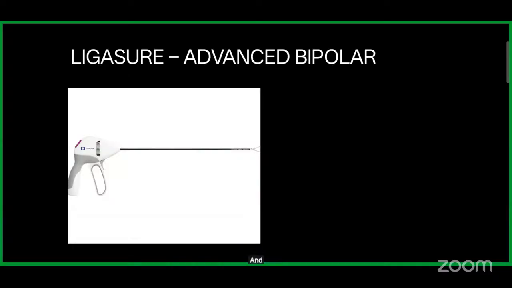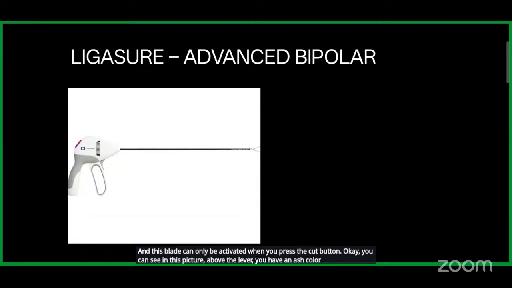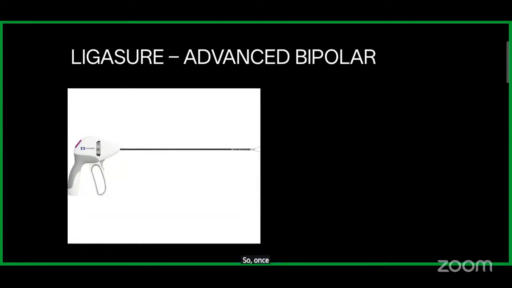And another advantage of LigaSure is that it has a blade for cutting. And this blade can only be activated when you press the cut button. Okay, you can see in this picture, above the lever, you have a ash color small button. That button is for activating the blade. So once you are sure that you have double coagulated the uterine pedicle, you can choose to cut now.